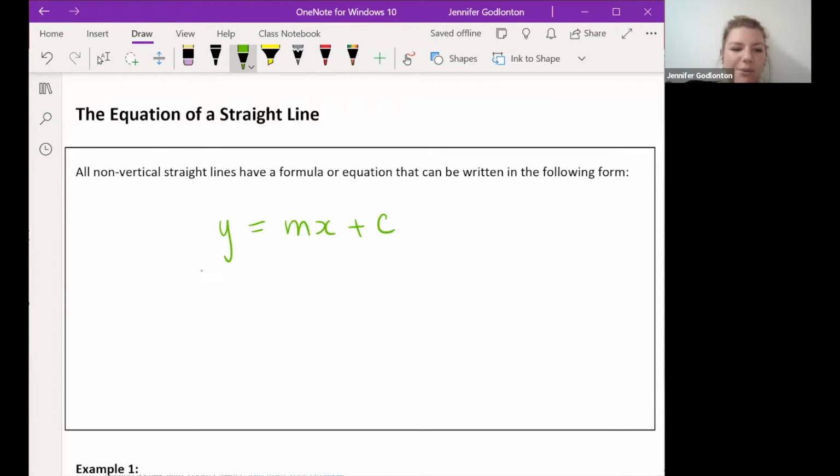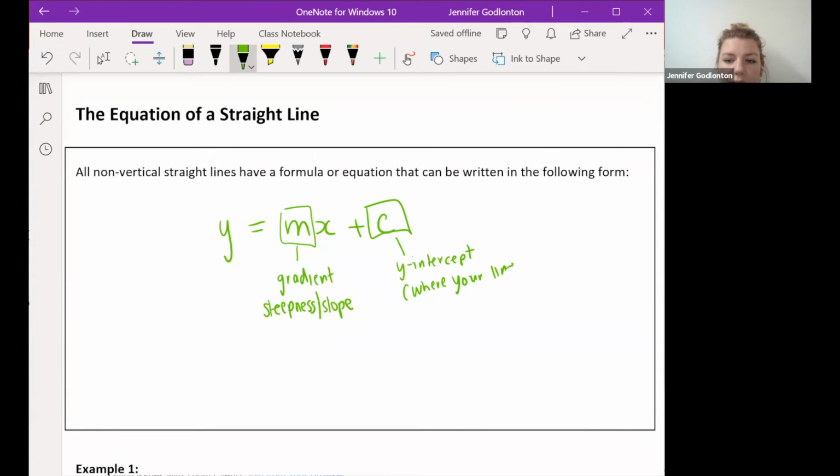Lovely. Okay, so when we are working with any type of straight line equation, Selekane, I see it's also y equals mx plus c. Beautiful. That m stands for our gradient, and our gradient is the steepness of the graph or the slope of the graph. And this c over here is our y-intercept. Your y-intercept is where your line crosses the y-axis. It's when x is equal to 0.